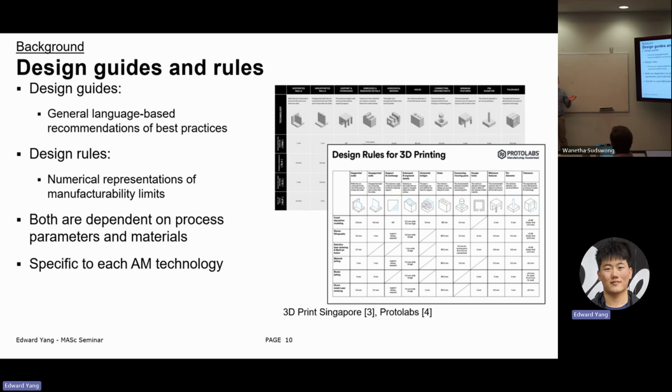Both of these are dependent on process parameters and the chosen materials, and they're also specific to the AM technology. So for example, design rules and guides developed for, say, fused deposition modeling would not apply to binder jetting and so on and so forth. So there is a need for each AM technology to have its own set of design rules and guides, and these tables summarize a few of them and are out in the industry.